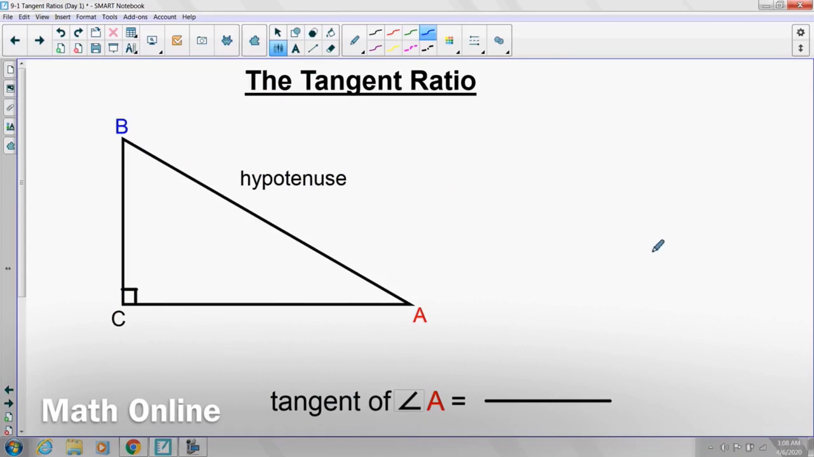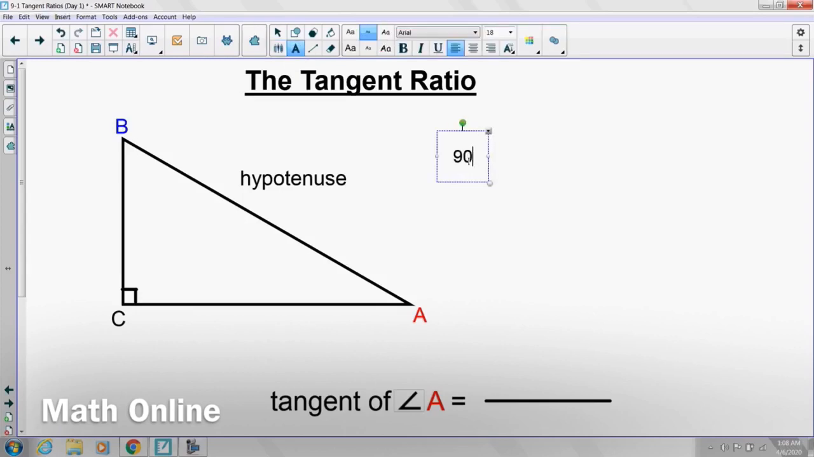All right, tangent ratio. So here's how it works. First of all, we have a right triangle here. We know this is a right triangle because we see this little box. The little box indicates that this angle measures 90 degrees. Okay, that's important. So there's two things that you need to worry about: the 90-degree angle and the angle of interest. Okay, so that's all we need to worry about.